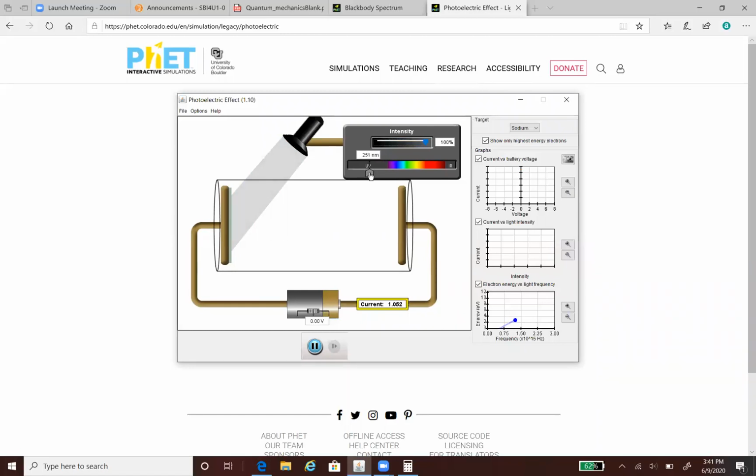So what's going on here? Because it seems like the color of light is having an effect on the speed of the electrons, but not the intensity of the light. So there's obviously something bizarre going on.